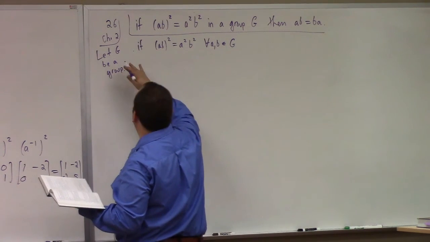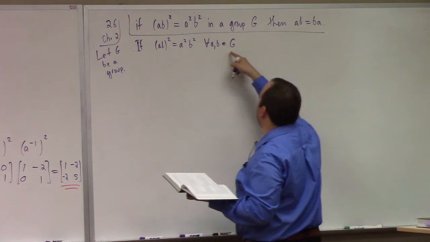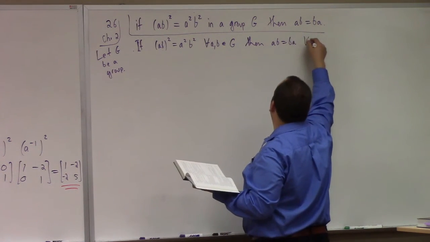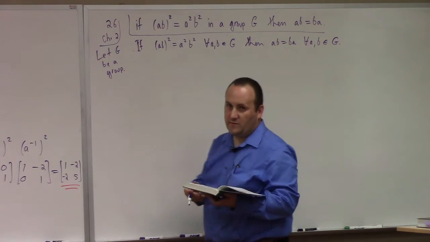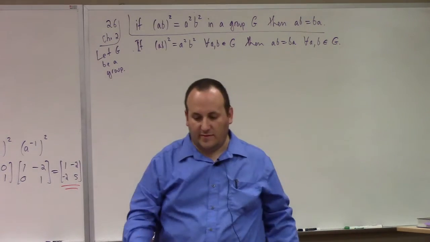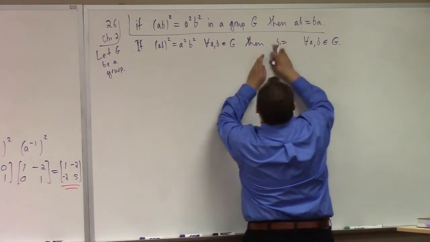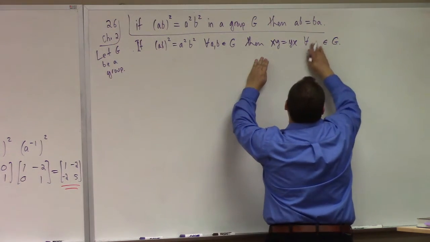Let G be a group. Then if AB squared is equal to A squared B squared for all A, B in G, then AB is equal to BA for all A, B in G. Of course, you don't have to use the same letters. I could have the same logical statement with X, Y, Y, X, right?